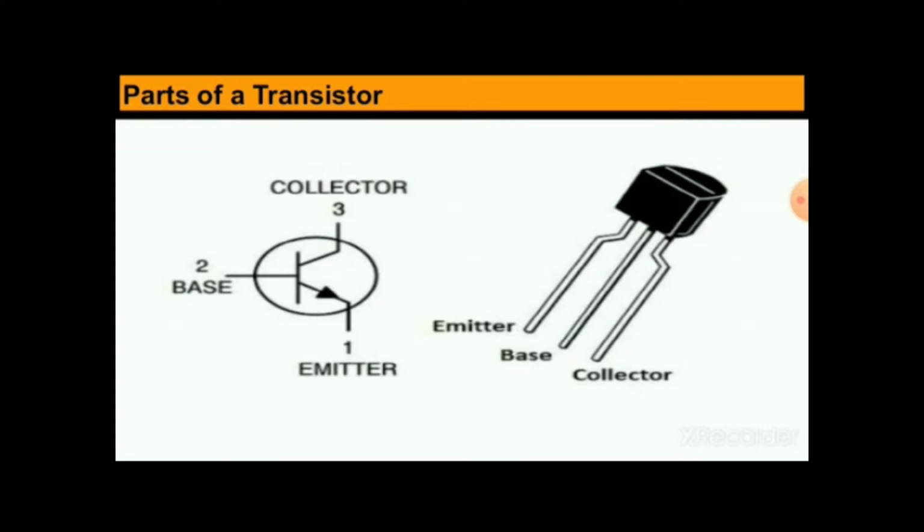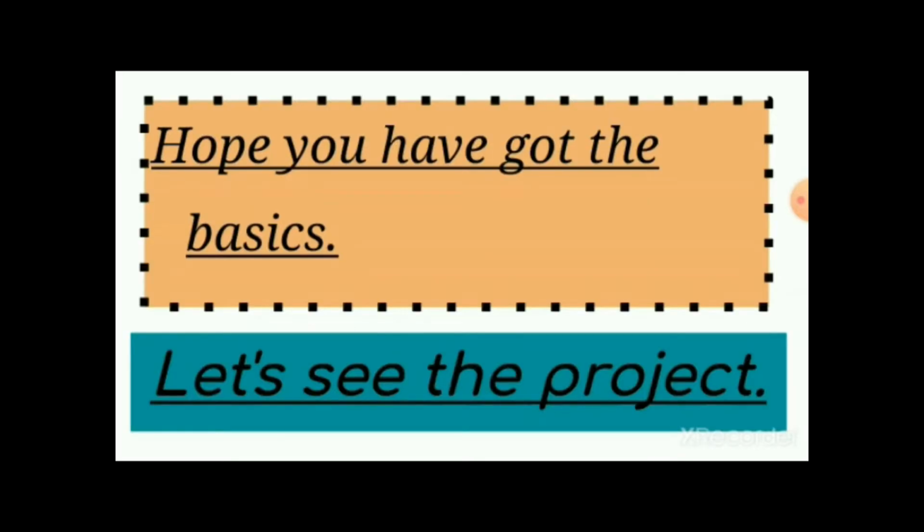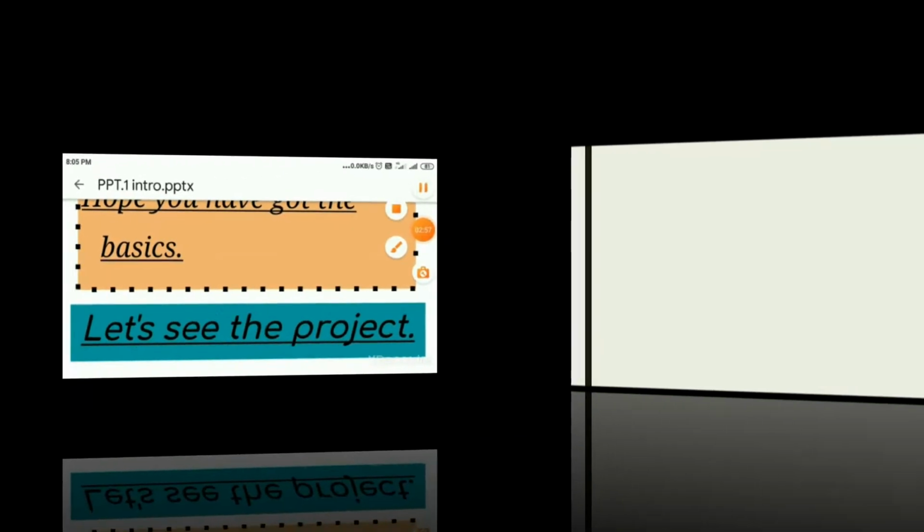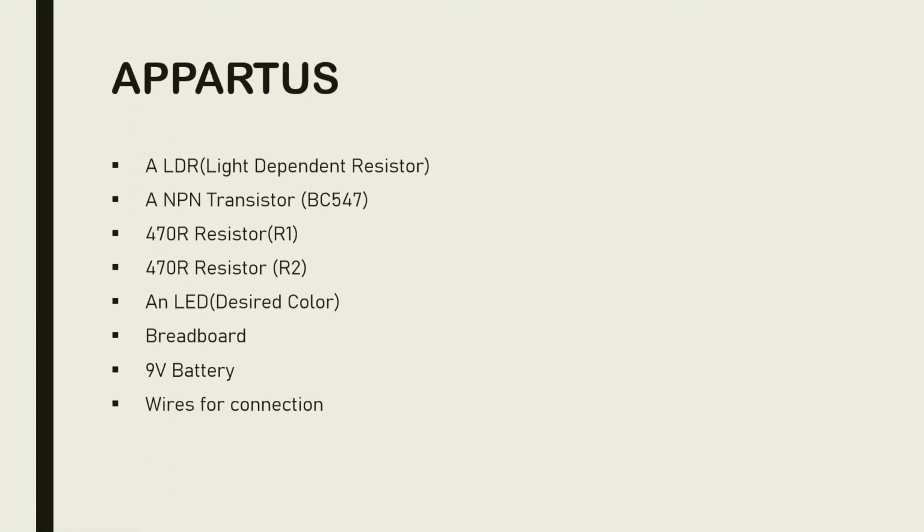Transistors are of two types. In our project, we are using an NPN transistor, which is shown in this picture. We will learn more about the LDR and transistor in the theory session. I hope the introduction part is clear to you all. Now let's see the project. Apparatus: an LDR, light dependent resistor, an NPN transistor, two resistors, an LED, breadboard, 9-volt battery, and wires for connection.